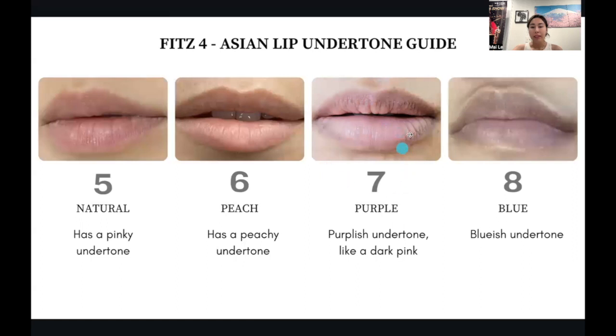Number 7 is considered to be purple Asian lips, where you see the pink here, but then there's uneven hyperpigmentation on these spots. And these spots right here, they're purple.